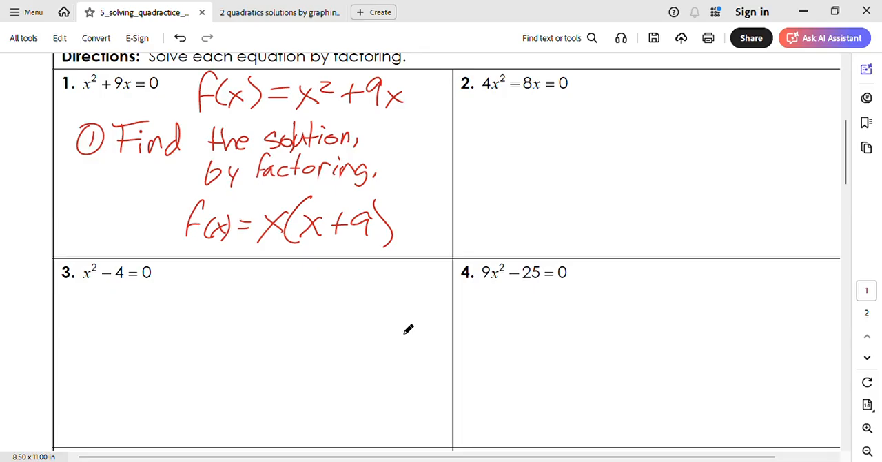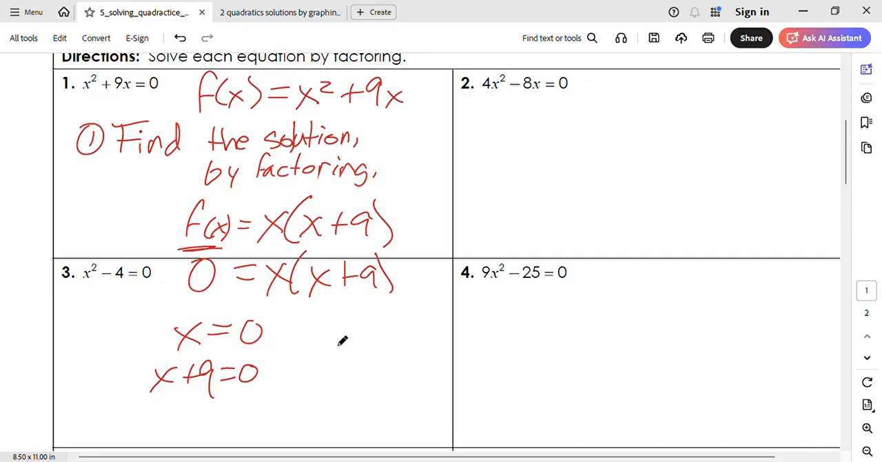Do I have to stand up for this? Solutions are on the x-axis where y equals 0. Y is 0 here, y is 0 here. Okay? So the next part of it is where you set y, or f of x, equal to 0. 0 equals x times x plus 9. And now you could use the zero product rule where you make x equal 0 and x plus 9 equal 0. Right? Do you guys know why we do that?